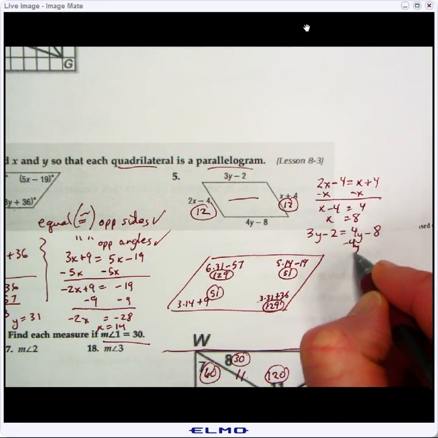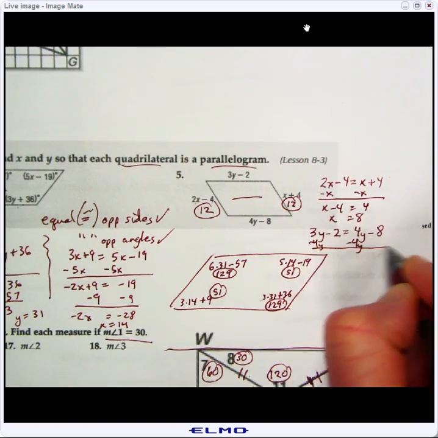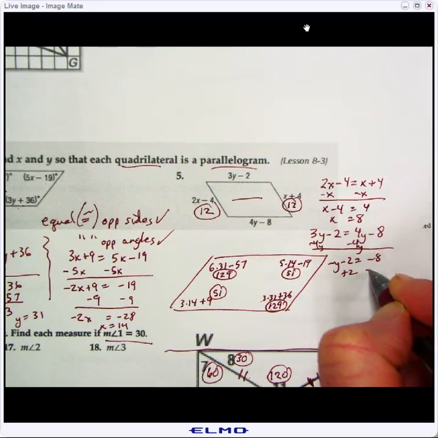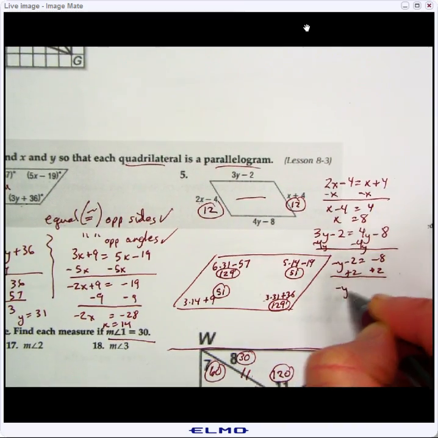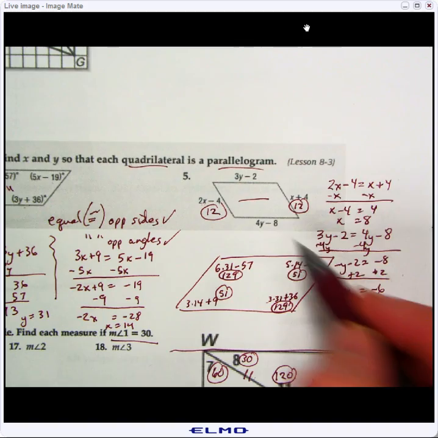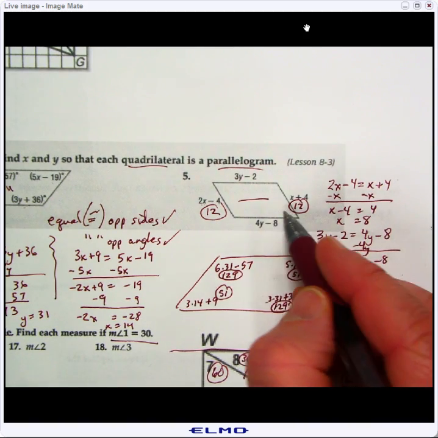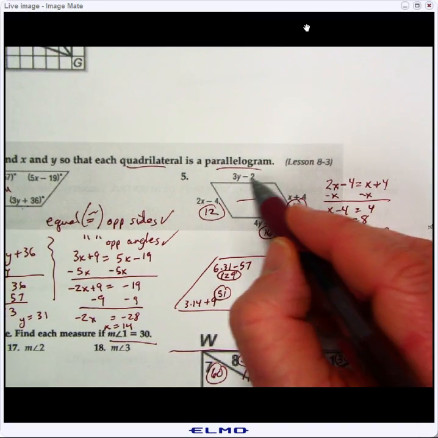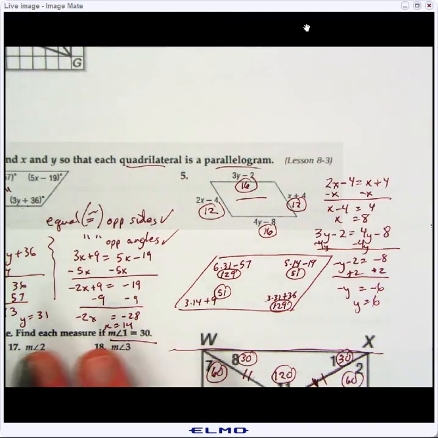Subtract 4y. Add 2. Y equals 6. 4 times 6 is 24. 24 minus 8 is 16. 3 times 6 is 18. 18 minus 2 is 16. Opposite sides congruent.